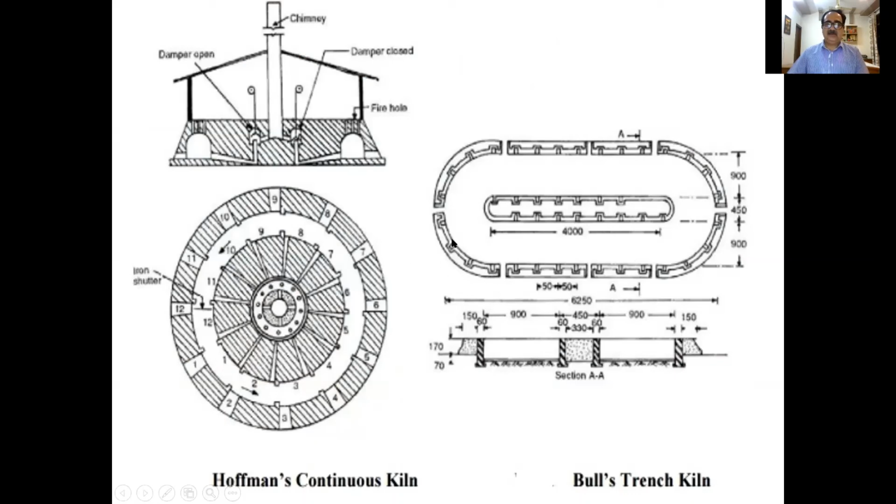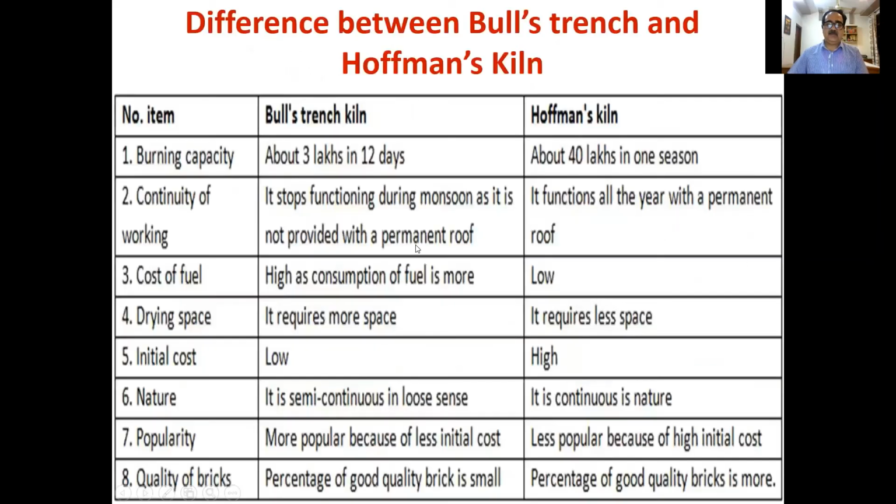Now we can see what is the difference between these two types of brick kilns. Here in column number 1, we have the items, and in the second and third columns, we are going to differentiate between these two types of brick kilns. First of all, burning capacity. Bull Trench kiln, it is about 3 lakh in 12 days. It is about 40 lakhs in one season. Continuity of working: it stops functioning during the monsoon season and it is not provided with a permanent roof. In the Hoffman kiln, it functions all year with a permanent roof.